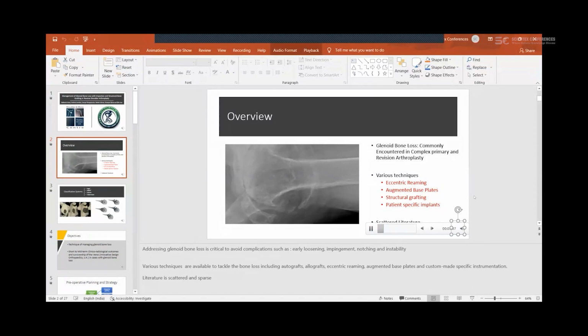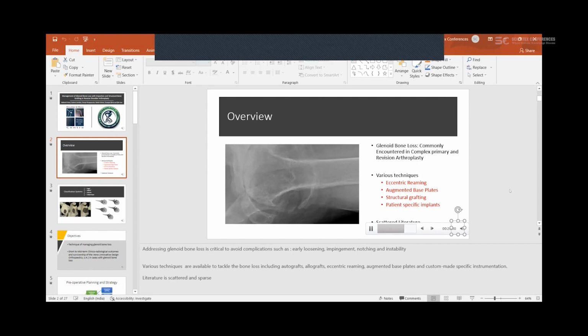Glenoid bone loss is critical to avoid complications such as early loosening, impingement, notching, and any instability. There are various techniques available to tackle the bone loss, and that can include autografts, the use of allografts, eccentric reaming, augmented base plates, and custom-made specific instruments. But literature is sparse and scattered when it comes to these techniques and the evidence around them.